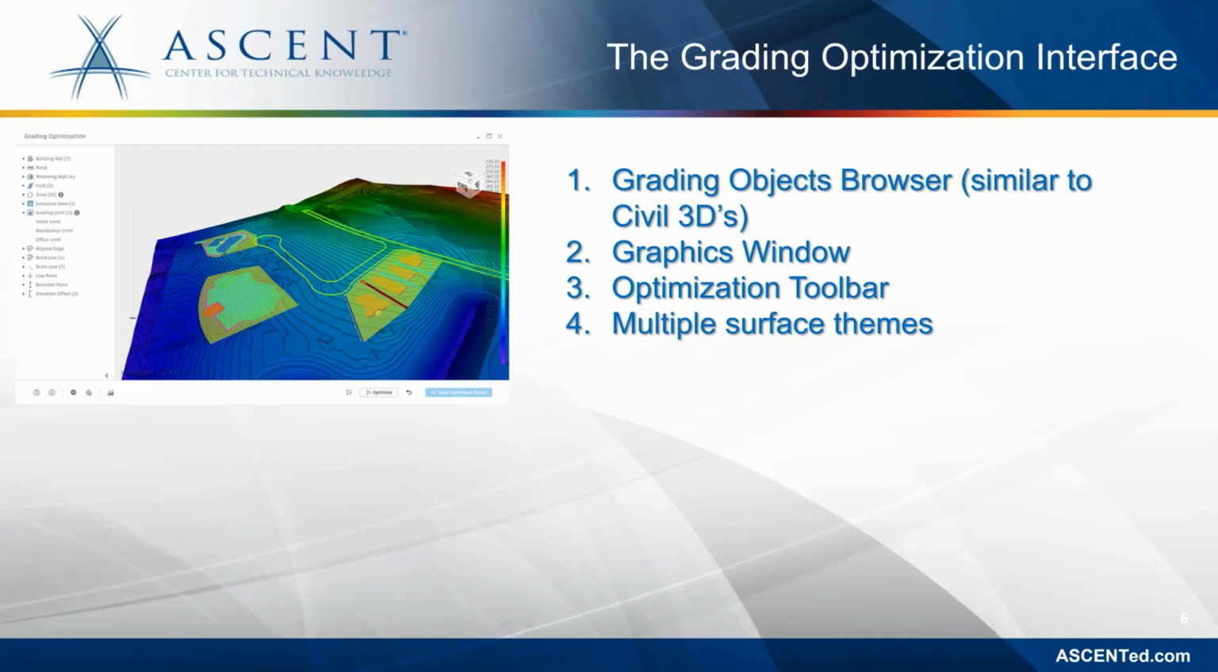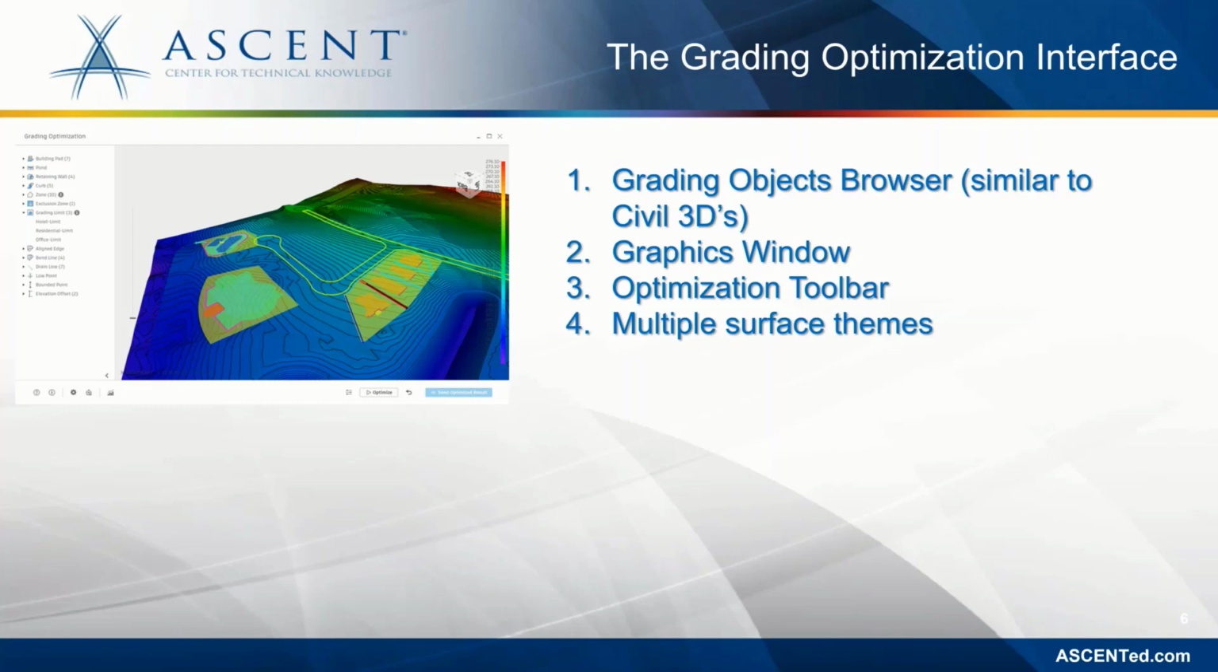So within the grading optimization window, you have your main graphics screen where you can zoom and pan, very similar to navigating within the InfraWorks window. You have your grading object browser over on the left-hand side, which is similar but not identical to the Civil 3D grading object browser. Along the bottom, we have the optimization toolbar with a variety of tools.